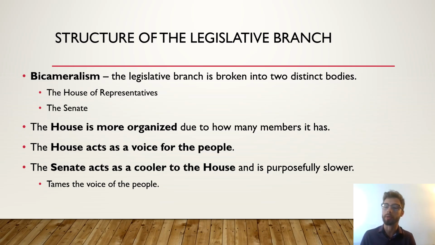And senators have longer terms, so they have more of an incentive to act with a long-haul mind, I guess you could simply say. They're focused on the greater sentiments and tend to act as a cooler to the House.